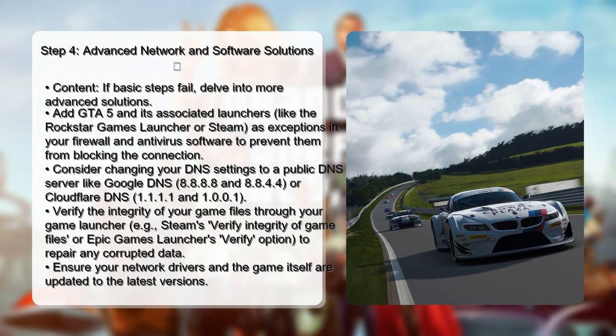Step four: advanced network and software solutions. Content: if basic steps fail, delve into more advanced solutions. Add the game and its associated launchers, like the Rockstar Games Launcher or Steam, as exceptions in your firewall and antivirus software to prevent them from blocking the connection. Consider changing your DNS settings to a public server like Google or Cloudflare, and verify the integrity of your game files through your game launcher. Use Steam's verify integrity of game files or the Rockstar Games Launcher's verify option to repair any corrupted data. Ensure your network drivers and the game itself are updated to the latest versions.